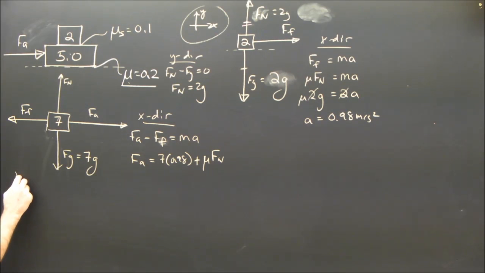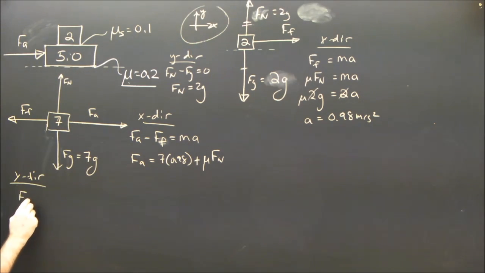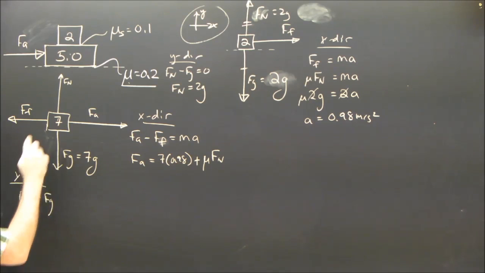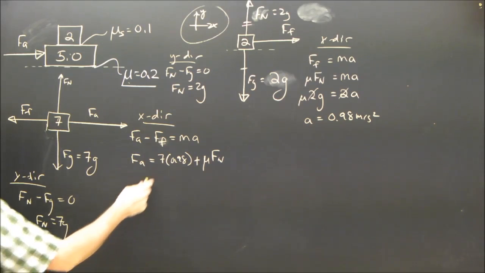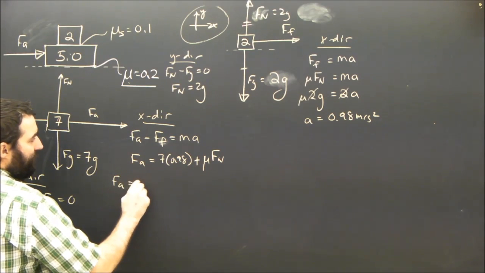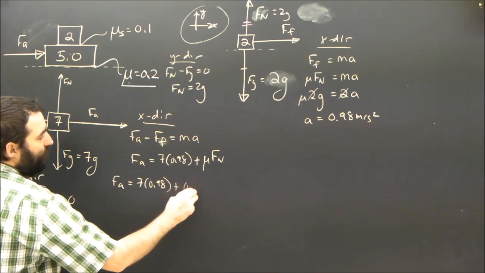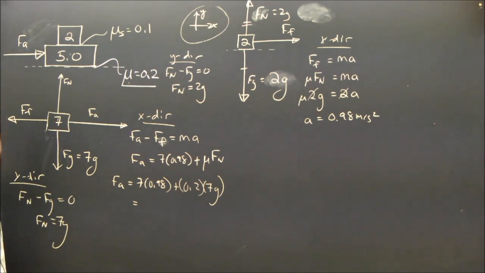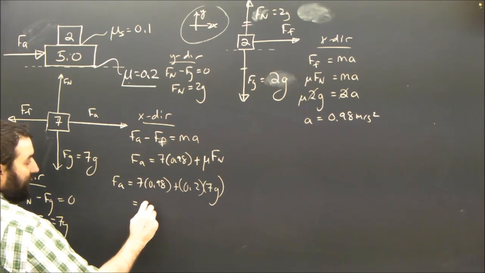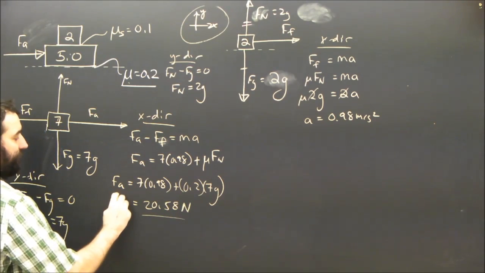So the y direction equation I'm going to need now to find Fn. I'm not going to assume they're equal, though of course it's going to turn out that they are. Fn minus Fg, those are the only two forces in the y direction. Good, so Fn equals 7 Gs. So therefore the applied force equals 7 times 0.98 plus 0.2 times 7 Gs. And the applied force here is going to work out to be about 21 newtons, 20.58 newtons.